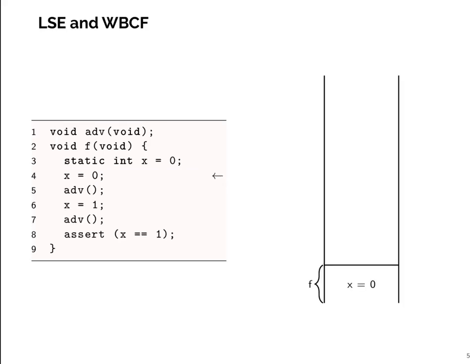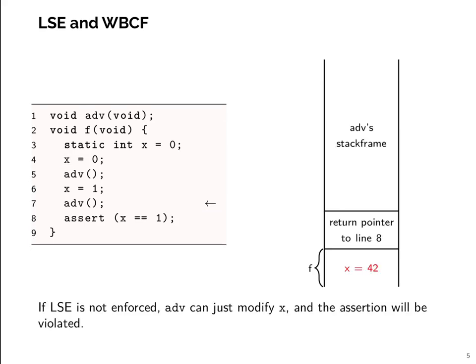So f first sets its local variable x to 0. Then next it is going to call some arbitrary function, and to do that a return pointer to line 6 is pushed on the stack, and the arbitrary function can do anything with the rest of the stack and use it as its stack frame. After the call returns, f changes x to 1 and calls the adversary again. And this is where the issues start. So if local state encapsulation is not enforced, then the arbitrary function would just change x to any value and violate the assertion when it's going to return.